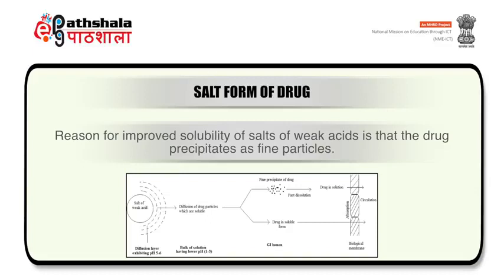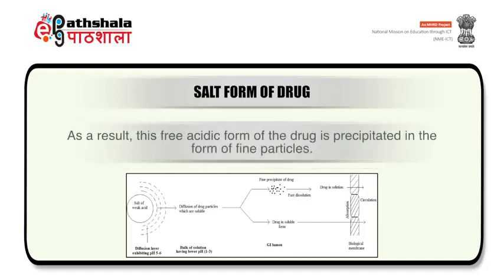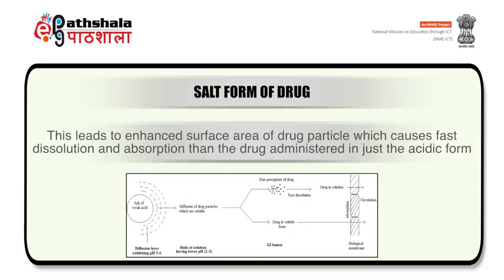precipitates as fine particles as shown in the figure. When a soluble ionic form of a drug diffuses from the diffusion layer into the bulk of the solution, which has a low pH, it is converted into its free acid form, exhibiting low water solubility at the low pH of the bulk solution. As a result, this free acidic form of the drug is precipitated in the form of fine particles. This leads to enhanced surface area of the drug particle, which causes faster dissolution and absorption than the drug administered in just the acidic form.